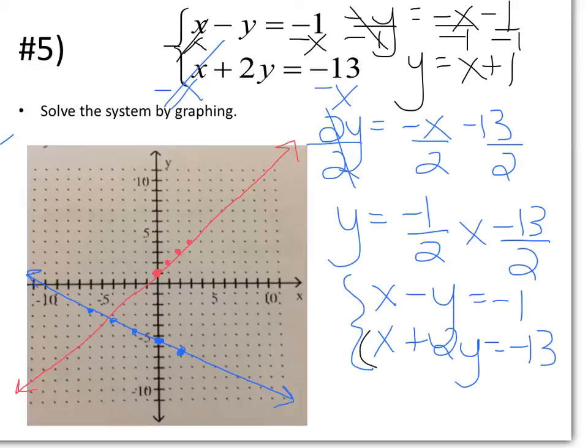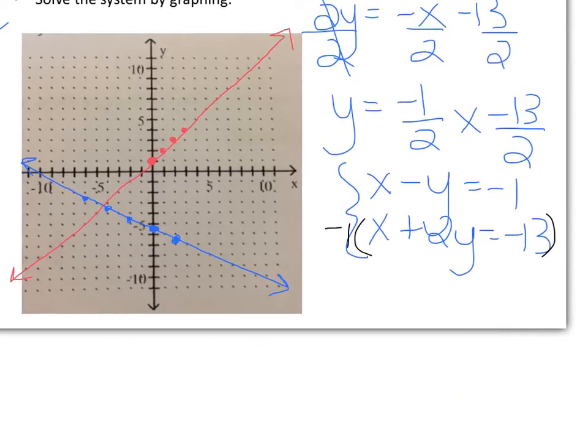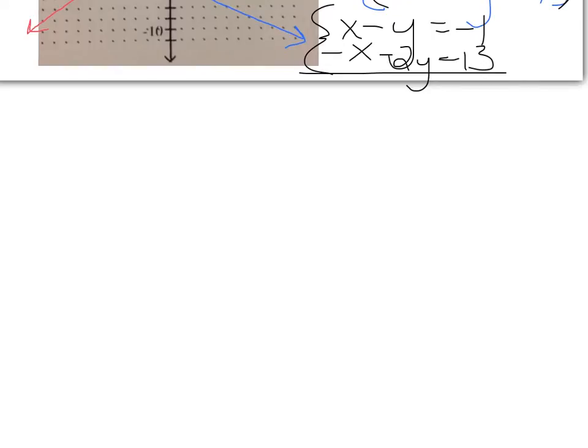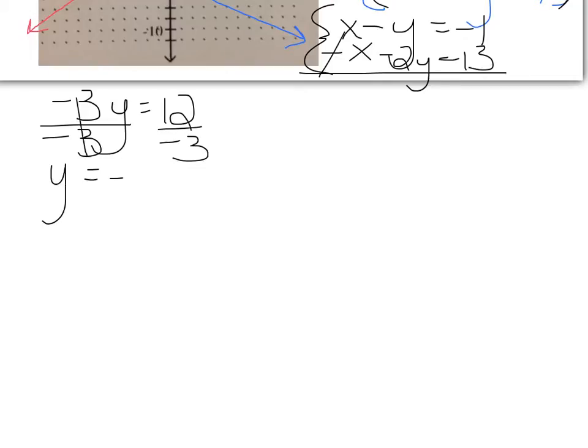So I'm going to multiply the bottom equation by -1. So that gives me x minus y equals -1, and -x minus 2y equals 13. Which gives me, these cancel, and that gives me -3y is equal to 12. Divide both sides by -3, and I get y equals -4.